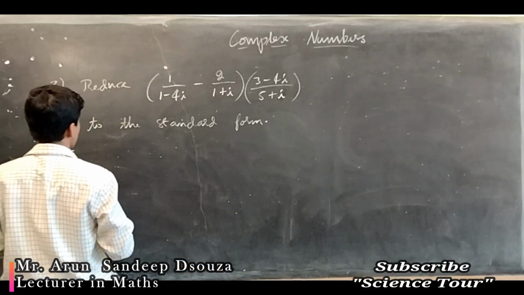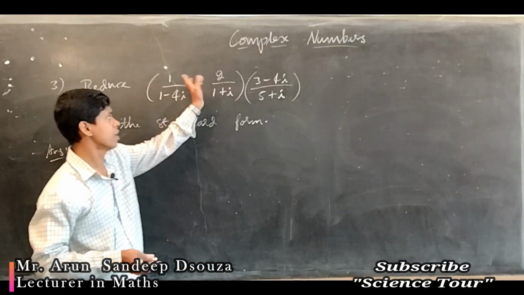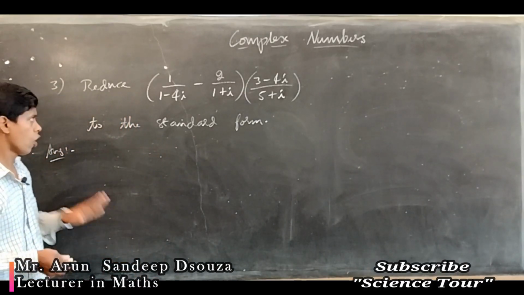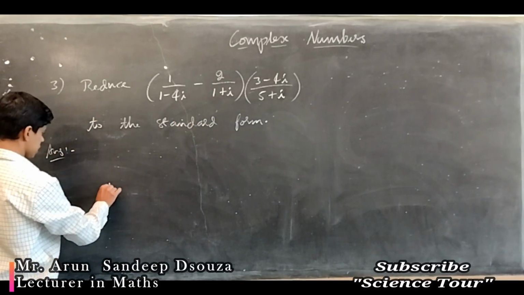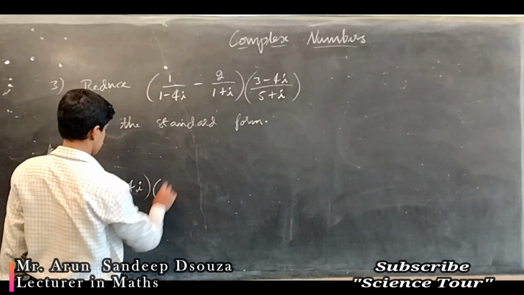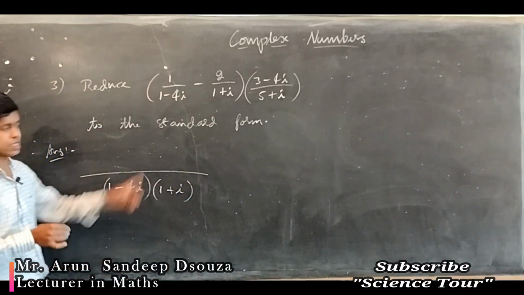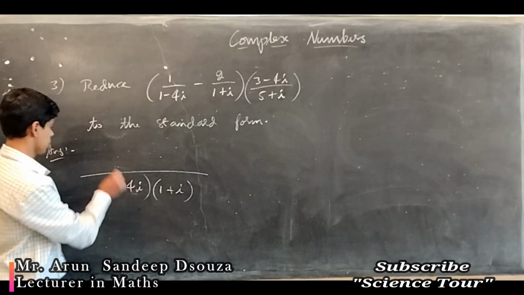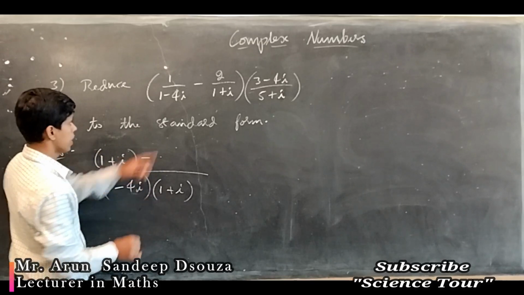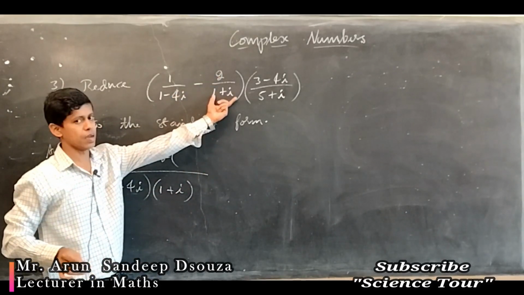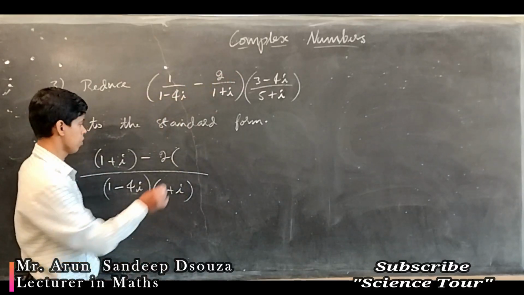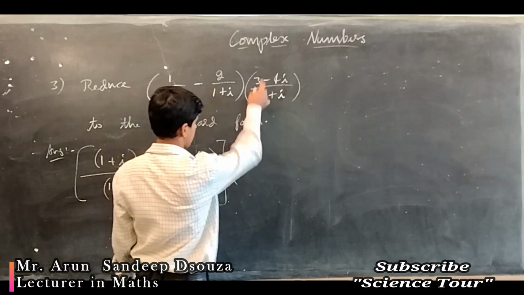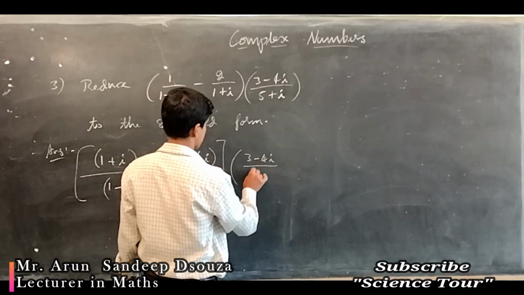That's the question. So what we have to do is take the LCM here because there is minus, and then we have to multiply, and maybe we have to rationalize and simplify. That's the sequence we have to follow. So I will take the LCM first. So this is 1 minus 4i into 1 plus i, those two multiplied together. Only 1 plus i is missing in the first term, so I should multiply 1 plus i. Then minus 2, and in the denominator 1 minus 4i is missing, so I should multiply by 1 minus 4i. So that is the first part, and the second part is 3 minus 4i divided by 5 plus i.